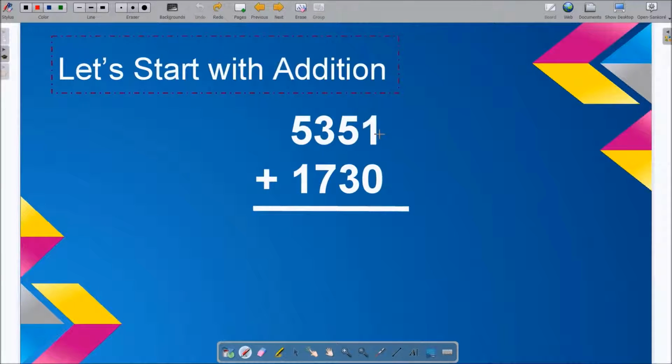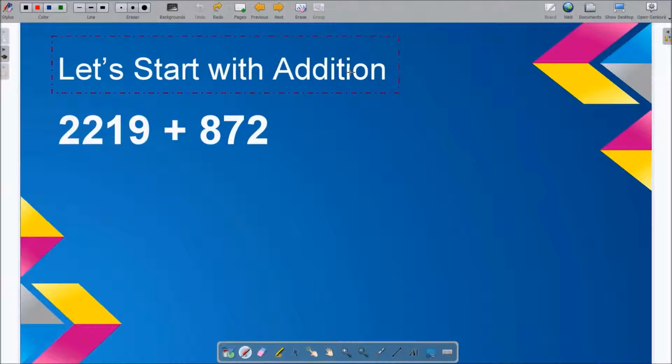So here we go. 1 plus 0 is 1. 5 plus 3 is 8. 3 plus 7 is 10. So here's one where I have to carry. I put the 0 down at the bottom. The 1 carries over into the next column. And then I have 1 plus 5 plus 1, which gives me 7. My answer is 7,081.